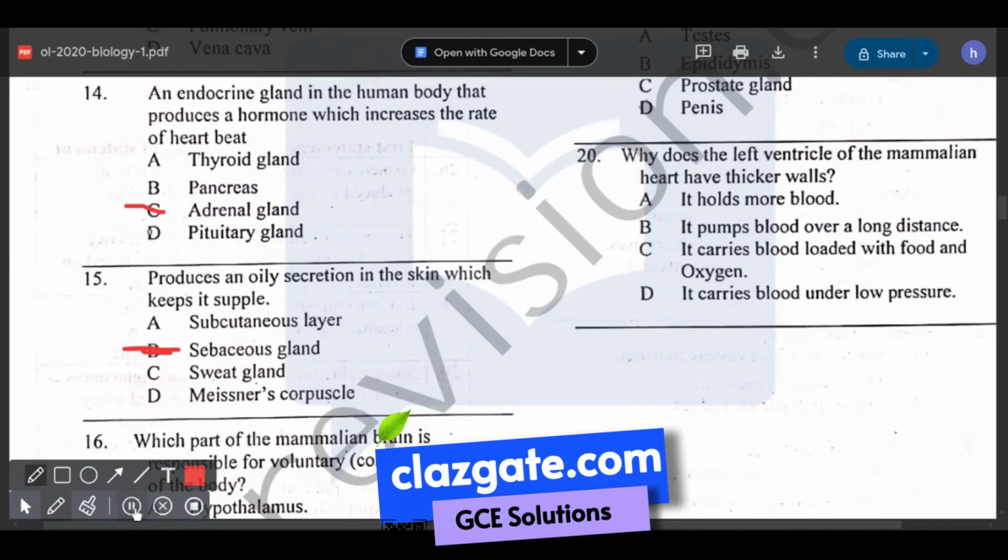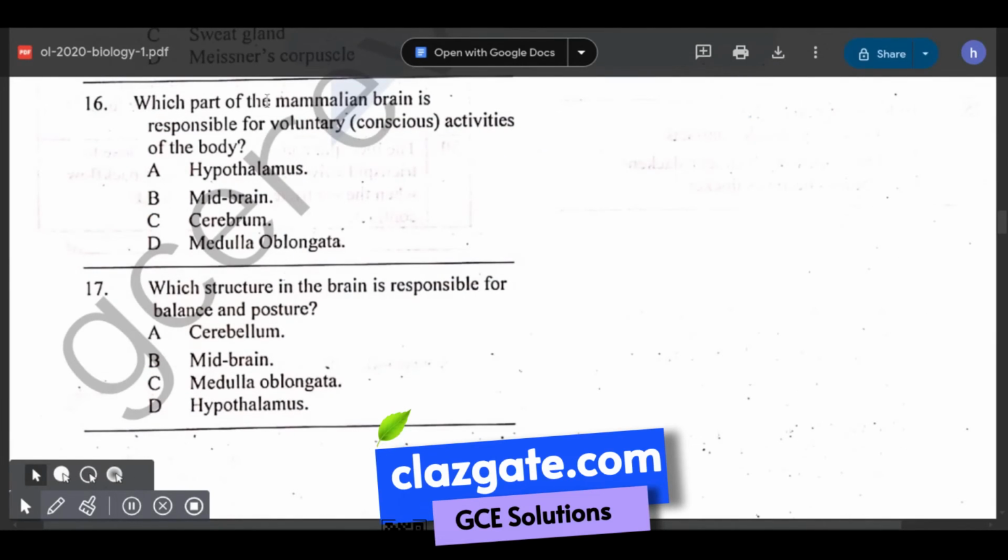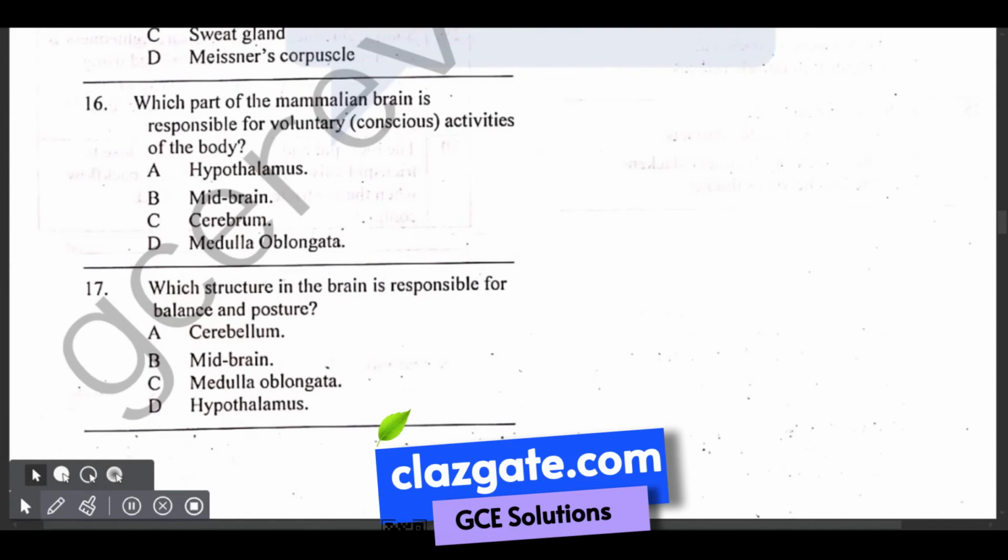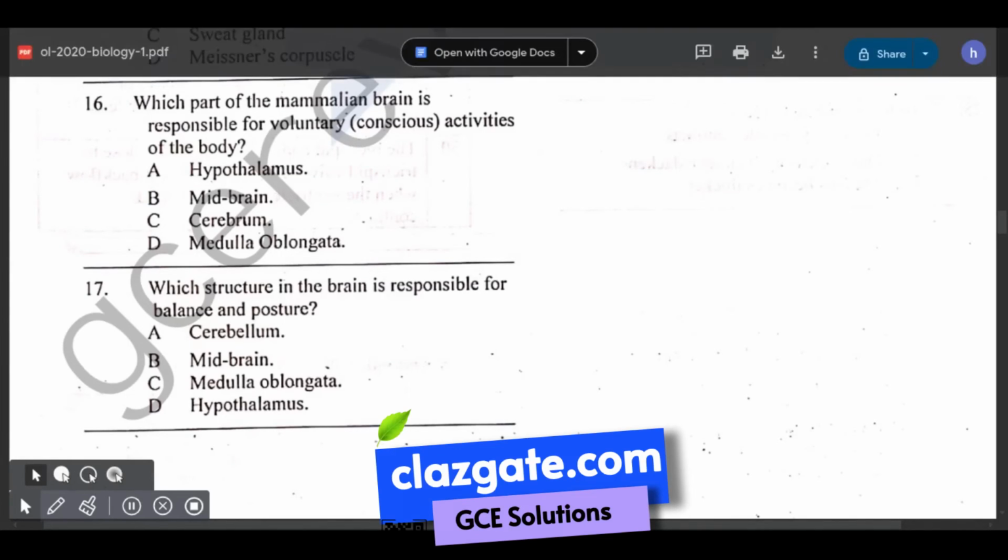Question number 16 is asking which part of the mammalian brain is responsible for voluntary, conscious activities of the body. Voluntary conscious activities of the body are controlled by the cerebrum. The cerebrum is the largest part of the brain and is responsible for many higher functions, including consciousness, thought, memory, and voluntary movement. So the answer to question 16 is C, the cerebrum.